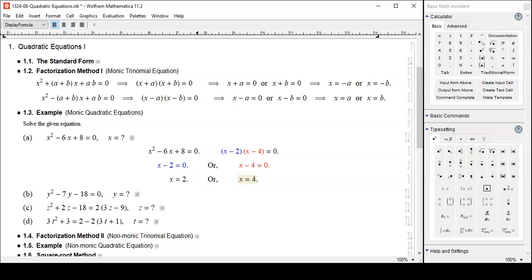And x equal to 4. There's a second solution. This one came from red. This one came from blue. So let me complete all those color coding.